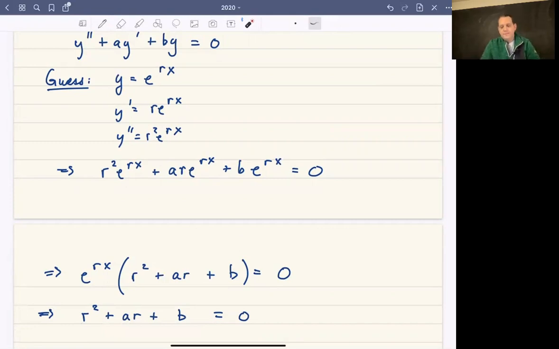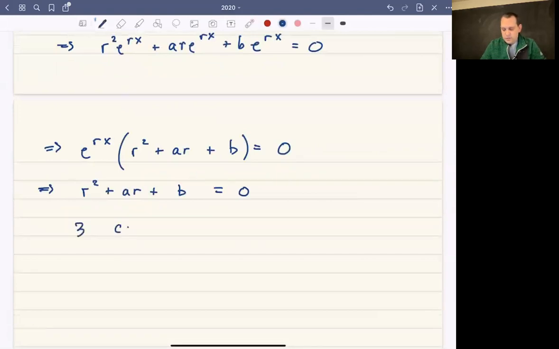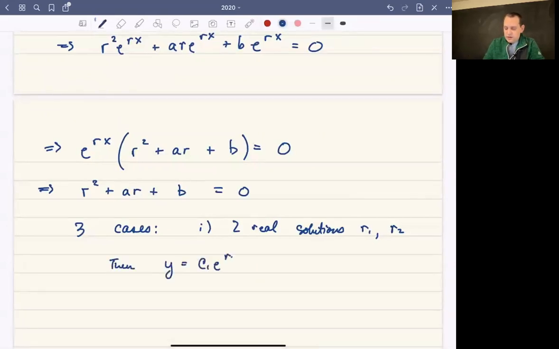And of course, you have the quadratic formula to tell us what happens. Well, there's going to be three cases. The first case is, let's call the two solutions R1 and R2. So if we have two real solutions, R1 and R2, maybe like 1 and 4 like we had for our example before, then the general solution is just going to be C1 e to the R1x plus C2 e to the R2x.